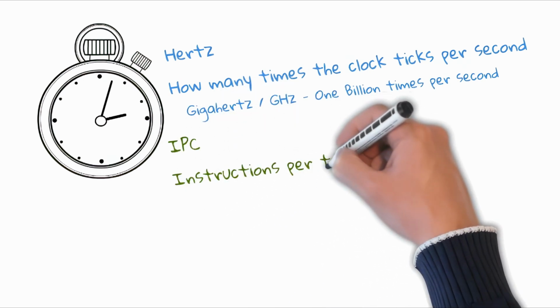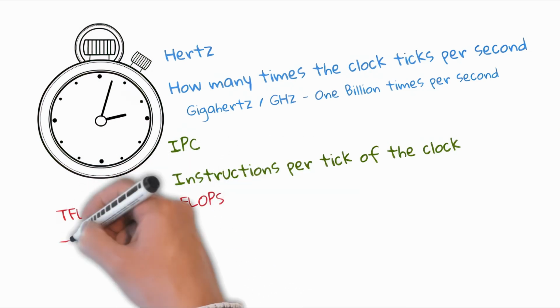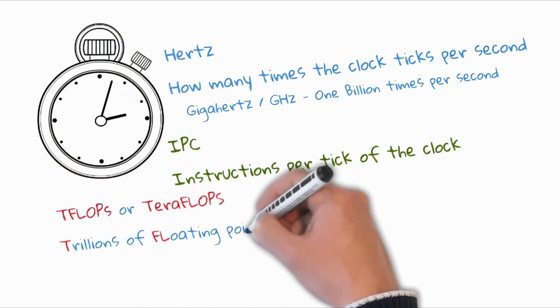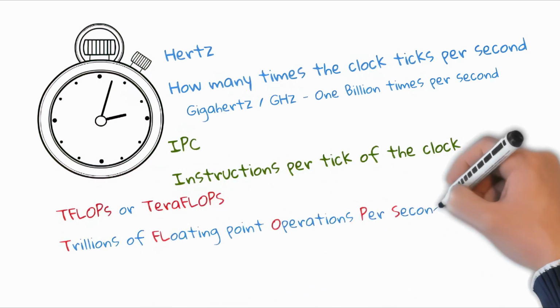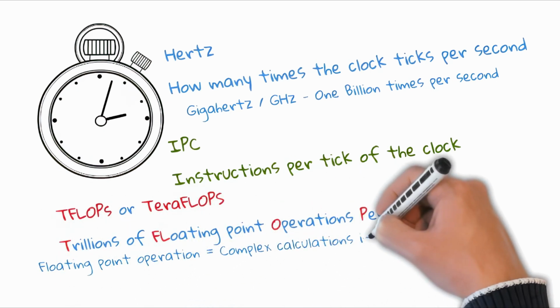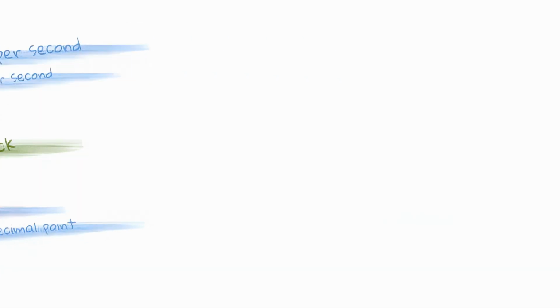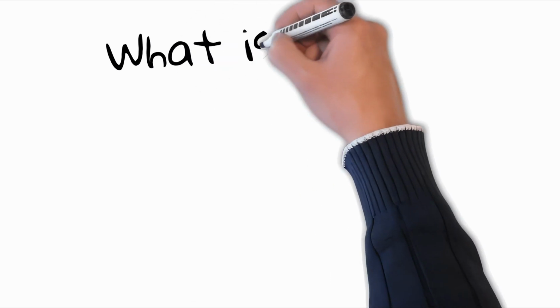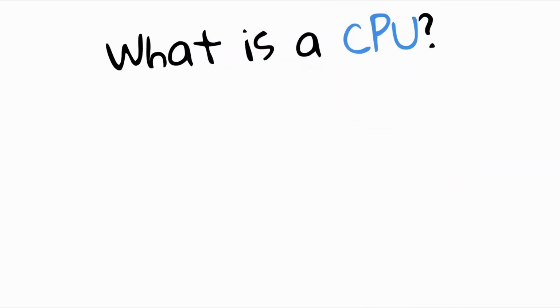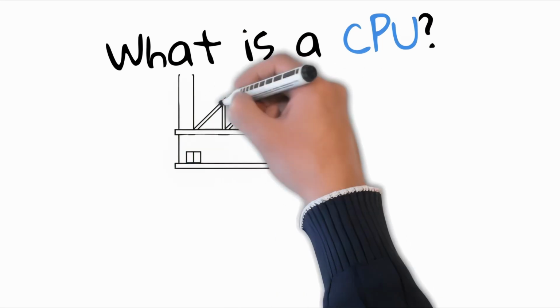Another way that CPU power is expressed is in T-flops or teraflops. This means trillions of floating point operations per second. It's a standardized way of measuring how many complex calculations involving a decimal point the CPU can perform per second. The CPU clock speed tells you how fast the clock ticks. The IPC tells you how many instructions the workers can accomplish per tick. The teraflops tell you how much complex work can be accomplished by the workers in 1 second.